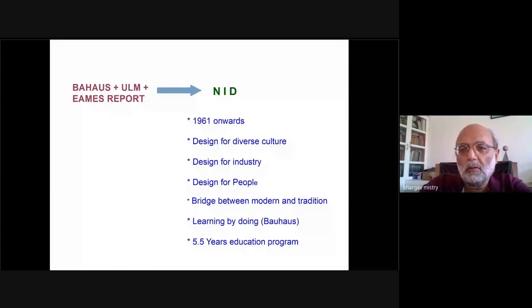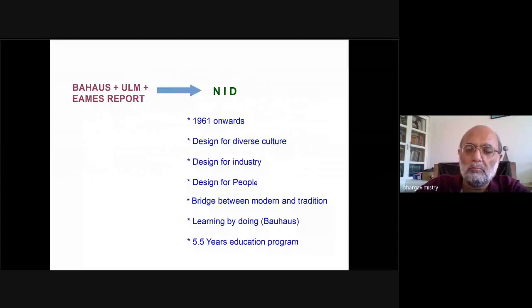NID started in 1961, and it's been going on since then. Its mandate was designing for diverse cultures, designing for industry, designing for people, and using design to bridge the gap between modern and traditional ways of doing things. It followed learning by doing, the project-based learning pedagogy. At that time, it was a 5.5 year education program. Today, the design program is for 4 years. During our times, it was 5.5 years, and it really felt long.